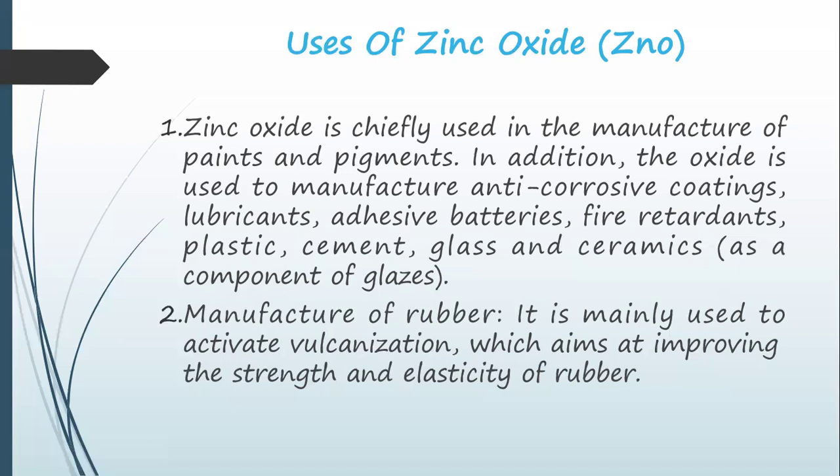The second use of this zinc oxide is in the manufacture of rubber. It is mainly used to activate vulcanization, which aims at improving the strength and the elasticity of the rubber. So that's how rubber manufacture is achieved by the use of zinc oxide, mainly in the activity of vulcanization, which simply aims at improving the strength and elasticity of the rubber.